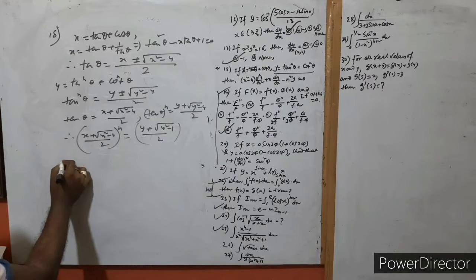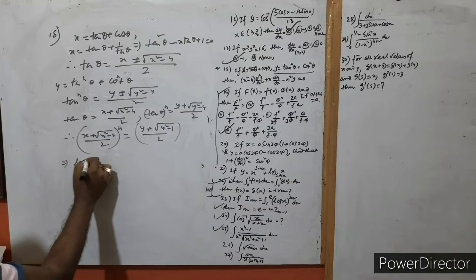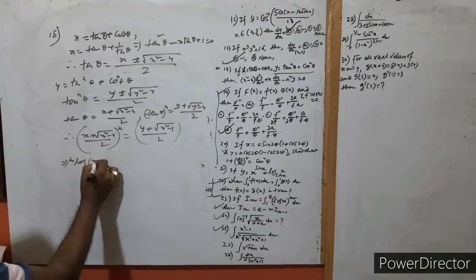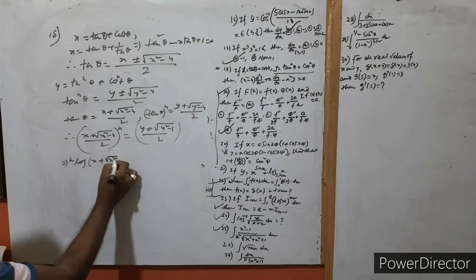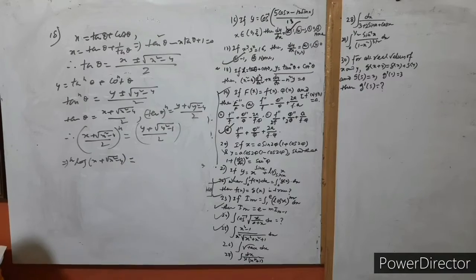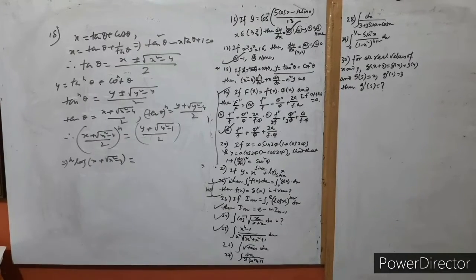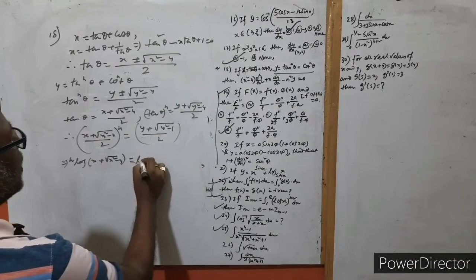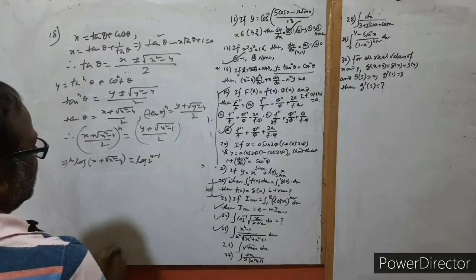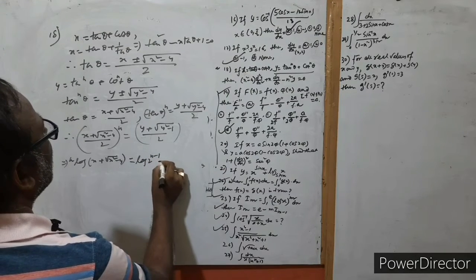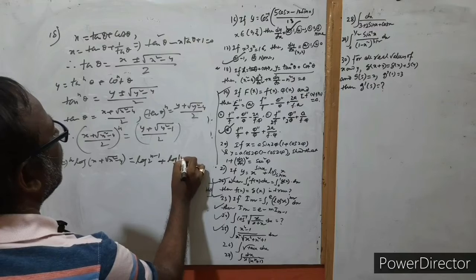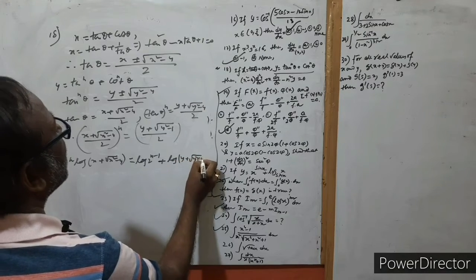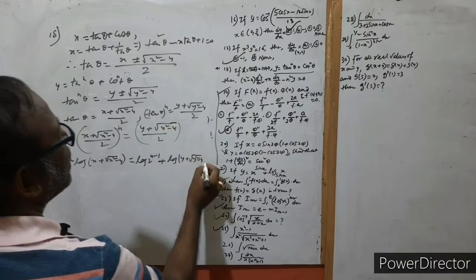Okay, and take a logarithm. So we can write n times log of (x plus root over x square minus 4), and actually this is 2 to the power n, so we subtract n log 2, and this equals the logarithm of (y plus root over y square minus 4) minus log 2, where this is 4 here actually.